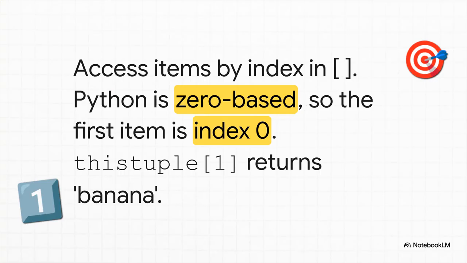The rule is really simple. You just use the item's position number inside square brackets. But here is the one thing you absolutely have to remember. Python starts counting from 0. So the first item isn't at index 1, it's at index 0. The second item is at 1, and so on. That's why in this example, to get banana, we're asking for the item at index 1.